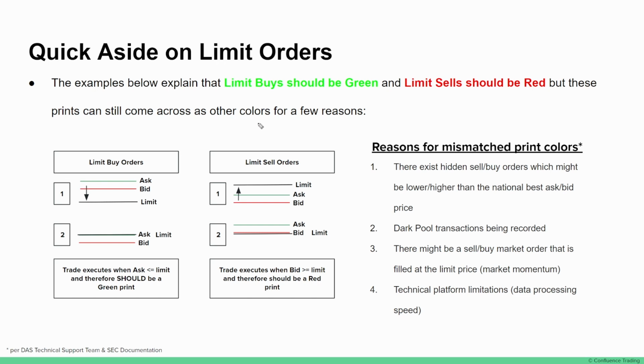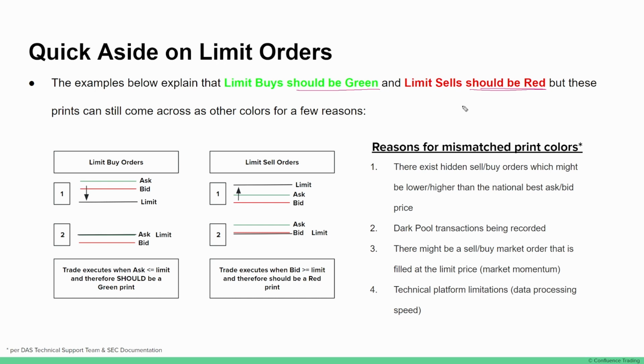So these examples explain that limit buys should be green prints and limit sells should be red prints. However, there are several reasons that this will not be the case, as I mentioned in the previous slides at the beginning of this lesson. Sometimes limit buys will flash across as red, sometimes limit sells will flash across as green, and you can tell they're limit orders because price is churning at that level, right?